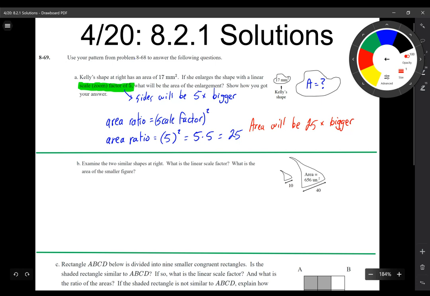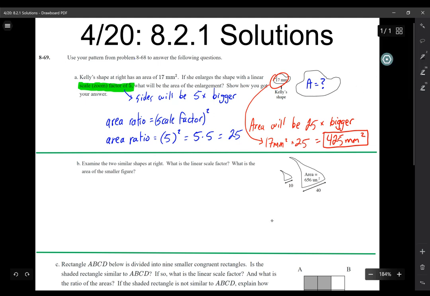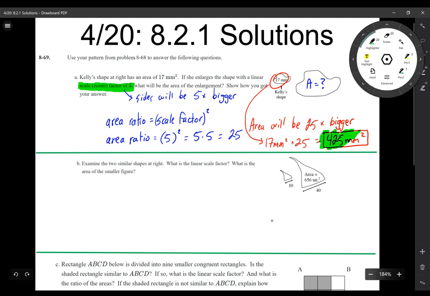So when we take that 17 right here, we're actually going to multiply that by 25. So 17 millimeters squared times 25, and I actually didn't even have my calculator ready for this, but it looks like 17 times 25 gives us 425. So our final answer is 425 millimeters squared. So even though the scale factor means the sides are 5 times longer, that actually means that the area is 25 times bigger. So that's our final answer right there.